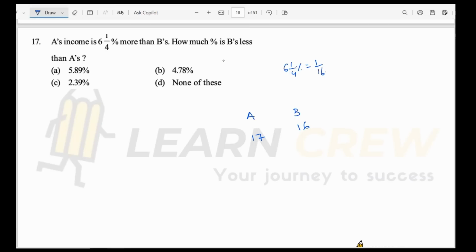Now how much percentage is B less than A. So 16 is less than 17 by how much percentage? Difference by base value into 100. So it is how much? 17 5s are 85. 5 15 by 17 percentage. So answer is 5.89 percentage. Is it okay?